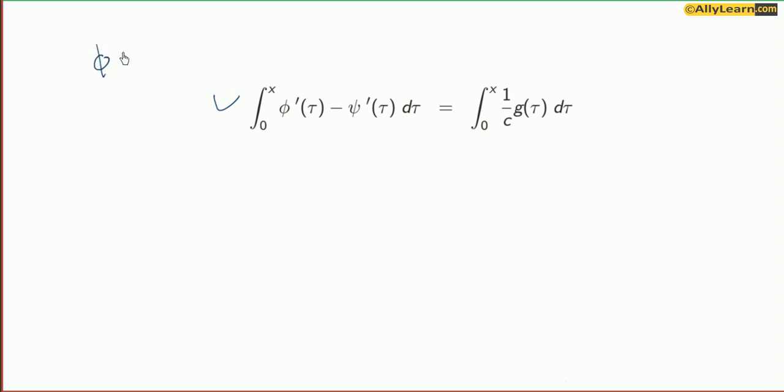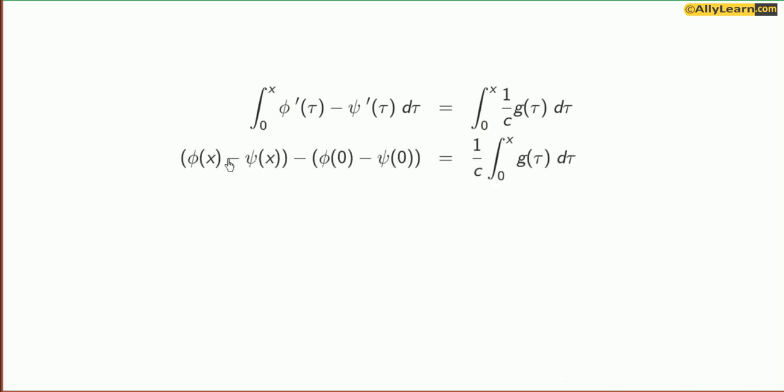After integrating, we'll be getting phi of tau minus psi of tau with limits of integration from 0 to x. And this expression will be kept as it is. So upon integrating it, we get this expression. We have introduced the limits, so this becomes phi of x minus psi of x minus phi of 0 minus psi of 0, and this expression is as it is.